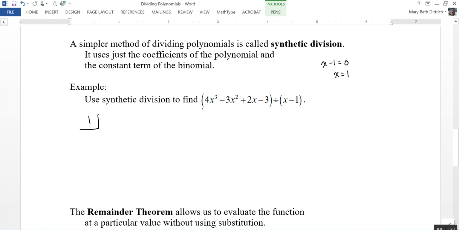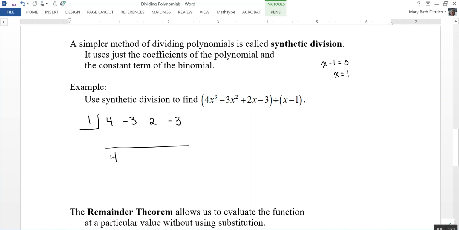Now, to the right of that, let's write the coefficients. So I have 4, negative 3, 2, and negative 3. Notice we're not using any of the x's, any of the variables, just the coefficients. Then leave a space, and draw a line underneath that, where I'll be filling in some numbers. Bring down your leading coefficient.